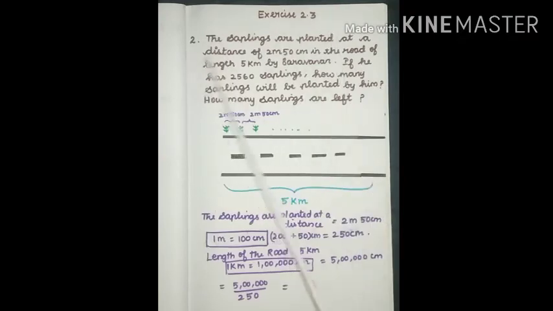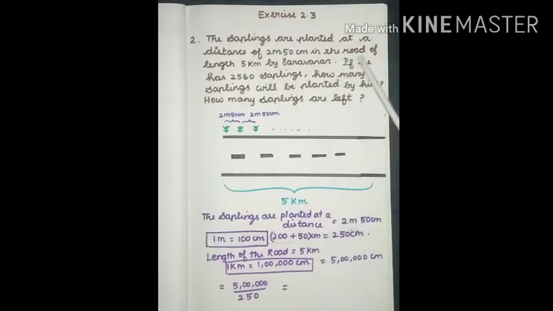Exercise 2.3, second sum. The saplings are planted at a distance of 2 meter 50 centimeter in the road of length 5 kilometer by Saravanan. If he has 2560 saplings, how many saplings will be planted by him and how many saplings are left? See, here the given question is, the saplings are planted at the distance of 2 meter 50 centimeter in the road of length 5 kilometer.